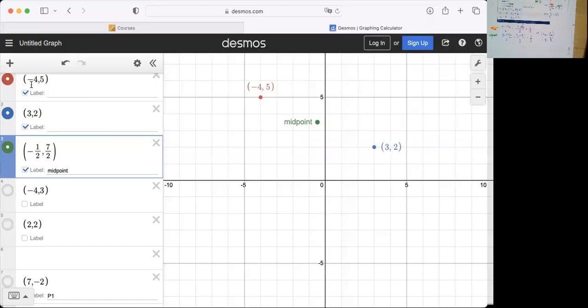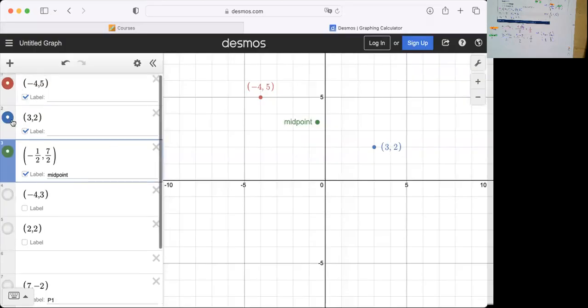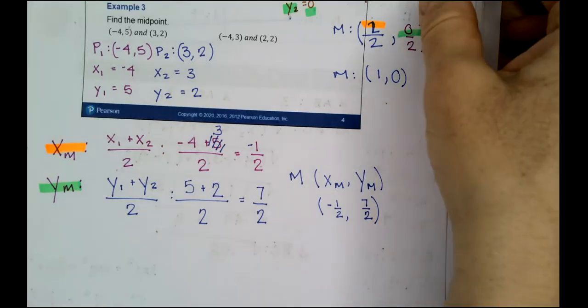All right, so we have -4, 5 as the red point, 3, 2 as my blue point, and then I typed in what I got for my midpoint, x and y values, and then I labeled it midpoint. I just look at it and think, okay, I'm probably not way off, right? If the midpoint wasn't between the two, I would redo my work, but it's just a way to check your work, to put it into Desmos.